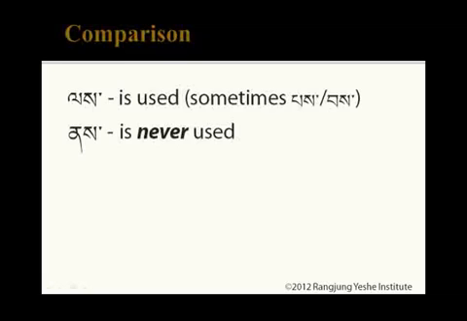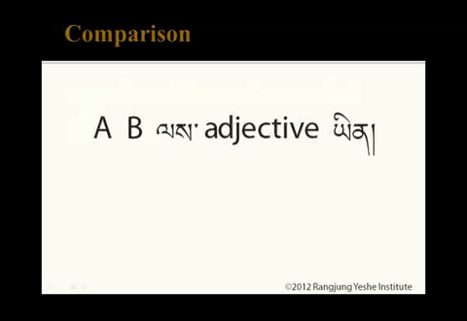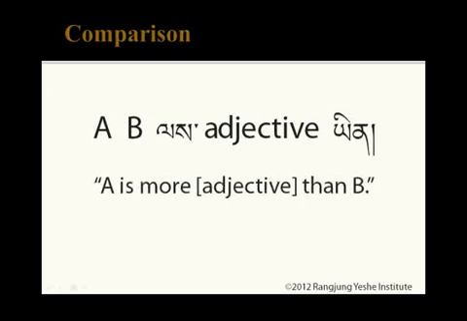The source particles can also be used to indicate comparisons. When used in this way, ne is never used. Le, or sometimes pe or be, is used. The general structure is a, b, le, adjective, yin. It means a is more whatever adjective than b. Word order is not important here.